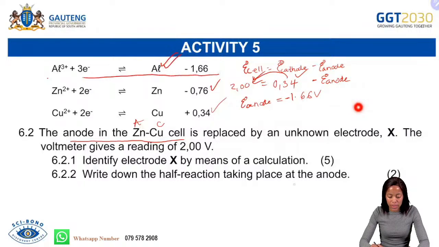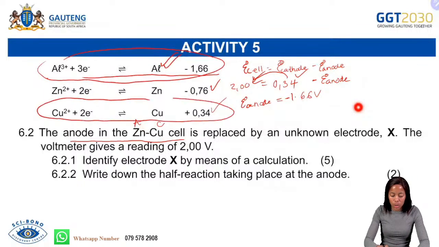Then it says write down the half reaction taking place at the anode. So remember, on 6.2.1, we identified that electrode. We said that electrode is aluminium. After identifying, we already had the copper. So how do we identify? It's going to be ABC. So if aluminium is therefore our new anode, because it's at the top, it says write down the half reaction. What are we going to do? We are going to use the Z there to write the half reaction.